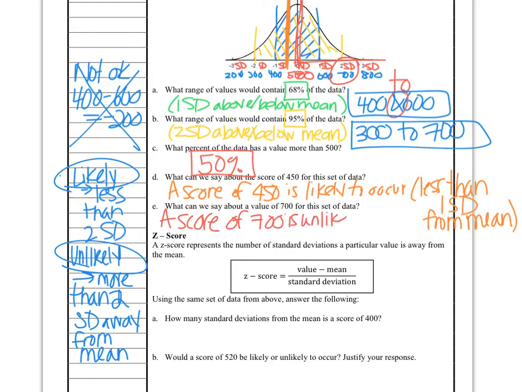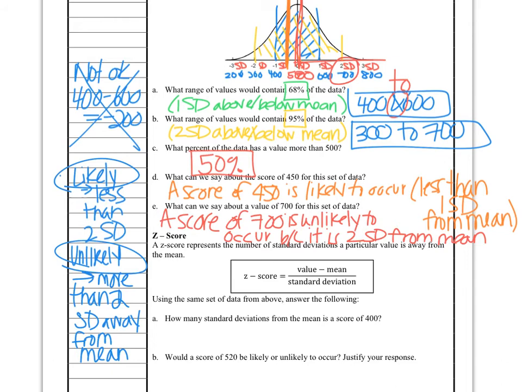Unlikely to occur because it is 2 standard deviations from the mean. So again, 2 standard deviations is like your target. Less than 2 standard deviations on the right or the left, it is likely to occur. 2 or more standard deviations on the right or the left, it is unlikely or rare.